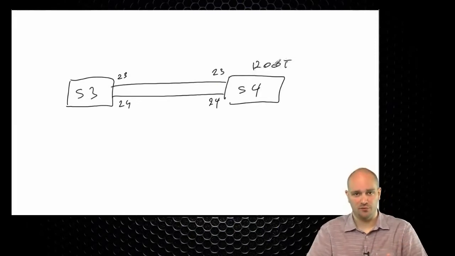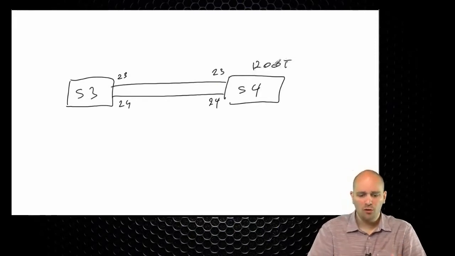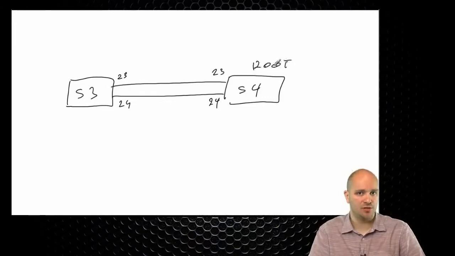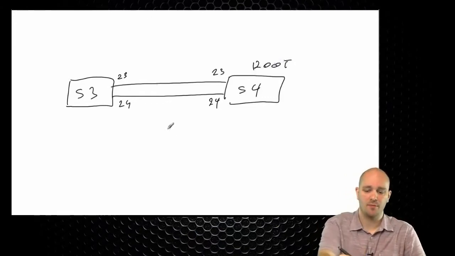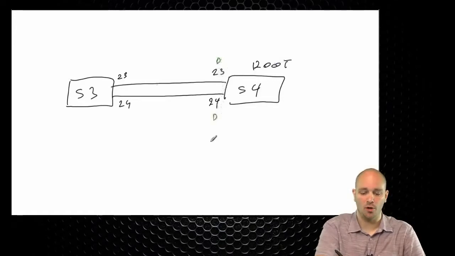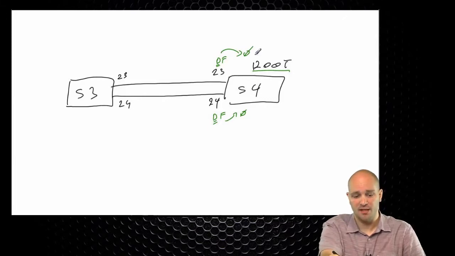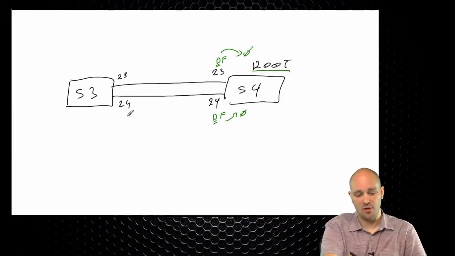Given all the default values otherwise, what will be the actual spanning tree topology that we are going to end up with? Well, port 23 would be a designated port, port 24 would be a designated port, and as such, they would be forwarding. They are going to be designated ports because these are the ports on the switch 4, which is the root, and their cost to reach the root is 0, and there cannot be lower cost than that.